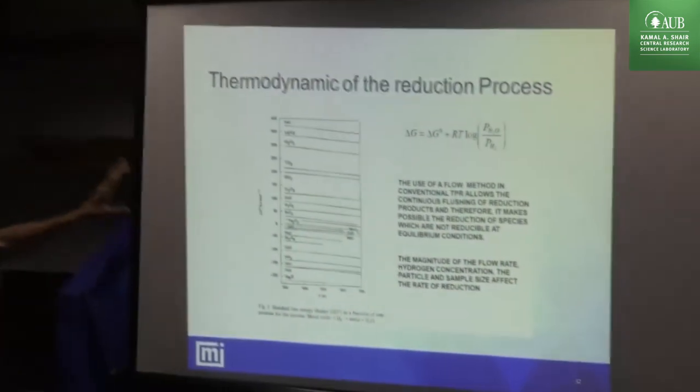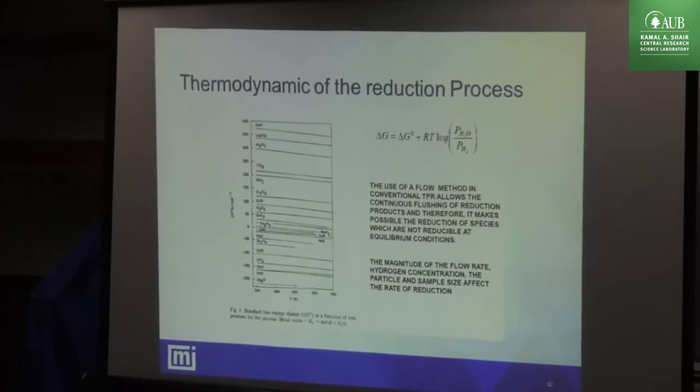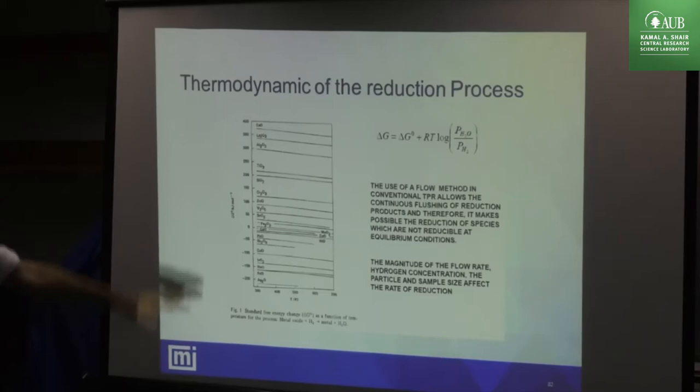Okay. What kind of reduction can we do? Any kind of solids we can have, because the delta G is negative. As long as the free energy is negative, you can reduce your sample. So there's no limitation.